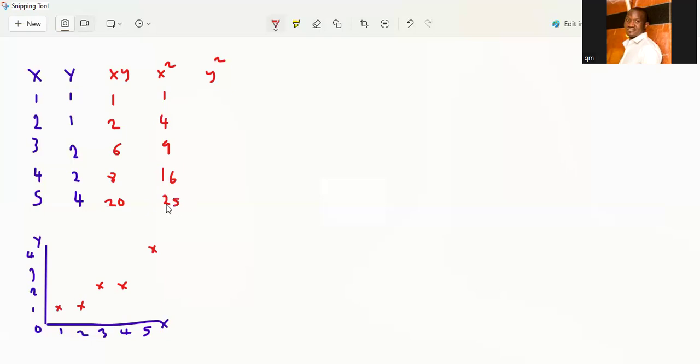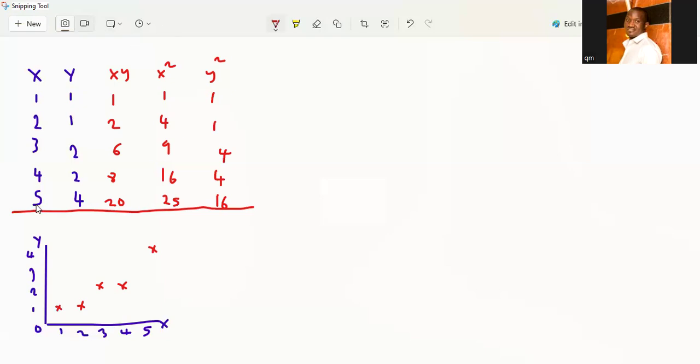And Y squared, we're squaring this, just multiplying. 1 times 1 is 1. 1 times 1 is 1. 2 times 2 is 4. Again, 2 times 2 is 4. Then 4 times 4 is 16. And so now we get to add up these values here.